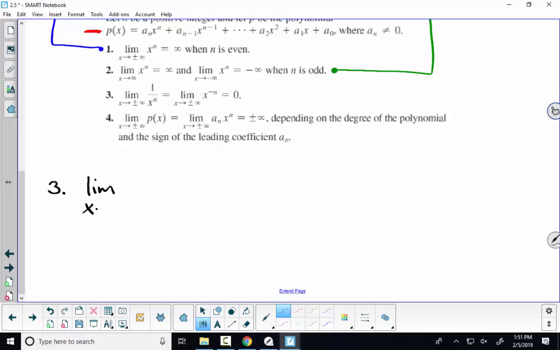So if I take the limit as x approaches infinity of, let's say, 10 over x to the 6th, the numerator stays fixed at 10, and the denominator gets larger and larger. And honestly, let's do this plus or minus, because it doesn't matter. If the denominator gets larger and larger in either direction, the numerator is fixed, the quotient gets smaller and smaller.